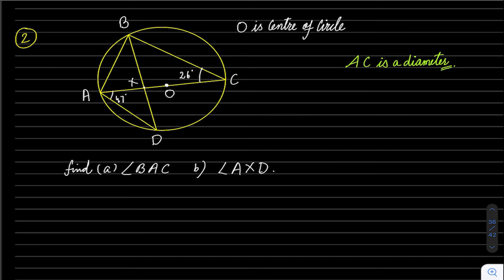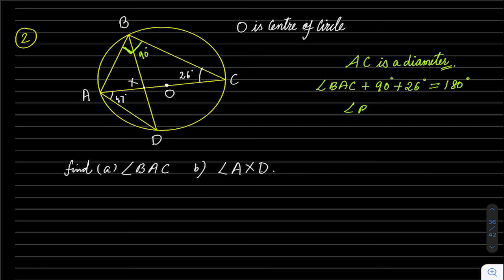So when I see AC is a diameter, it means angle ABC, this whole complete angle, should be 90 degrees. That comes to my mind. Now, if this angle is 90 degrees and angle C is 26, I can find angle BAC, right? So angle BAC plus 90 degrees plus 26 degrees should be equal to 180. You will be using this a lot: the sum of all the angles of a triangle is 180. In almost every question, we might have to use this.